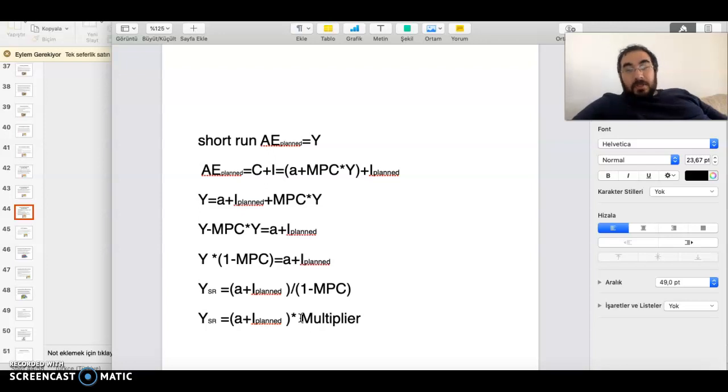In the end, the short run equilibrium output will be determined in this way. There is an initial spending done independent of the output level, which is A plus I planned. Both are independent of the output level according to the model. And then this initial spending level will be multiplied by the multiplier, and we got our short run equilibrium output level. So this is how we find algebraically our short run equilibrium output level. Now let's continue.